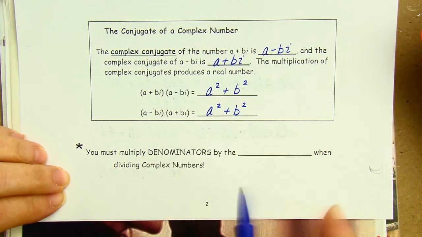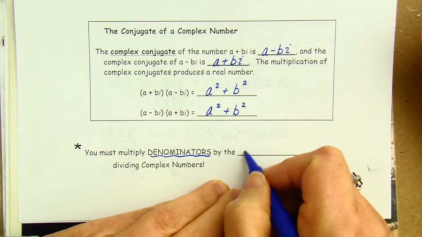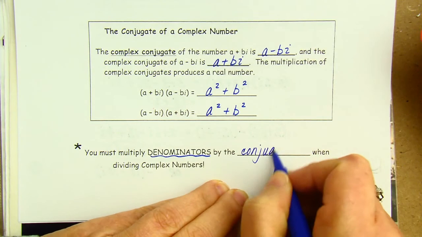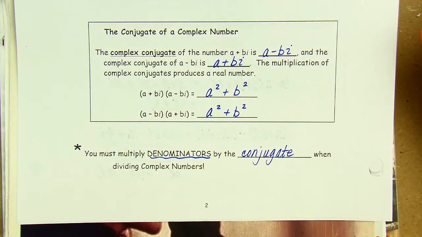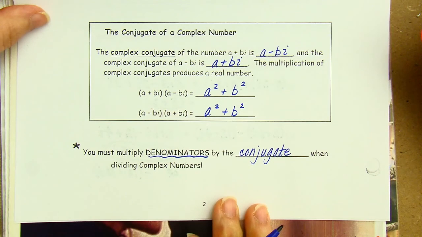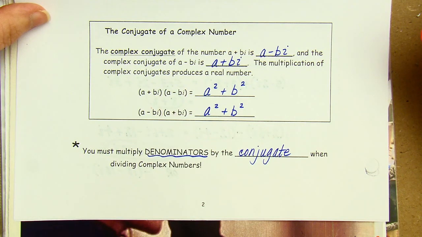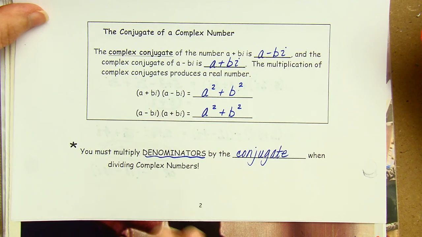You must multiply any denominators by the conjugate when dividing complex numbers. We must get rid of the i in the lower level. Okay, so this is very similar to what we did when we were multiplying expressions involving fractions where you had radicals in the denominator. All right, let's look at some actual examples.